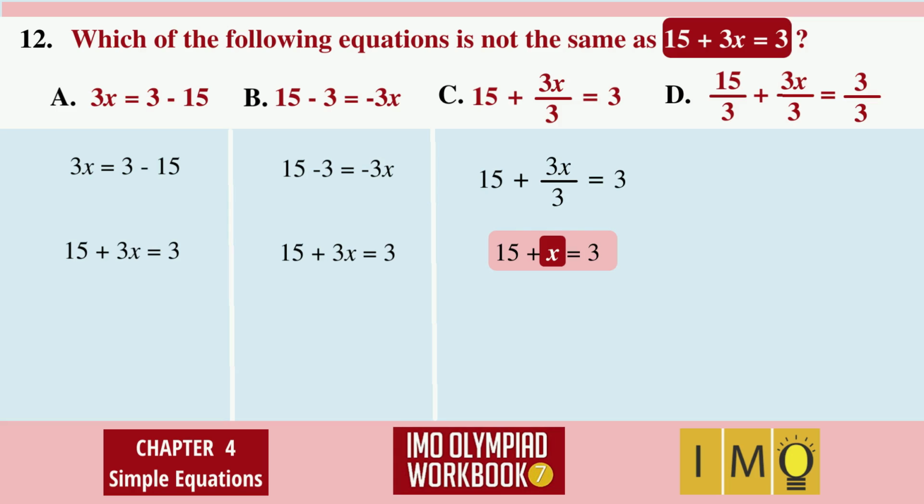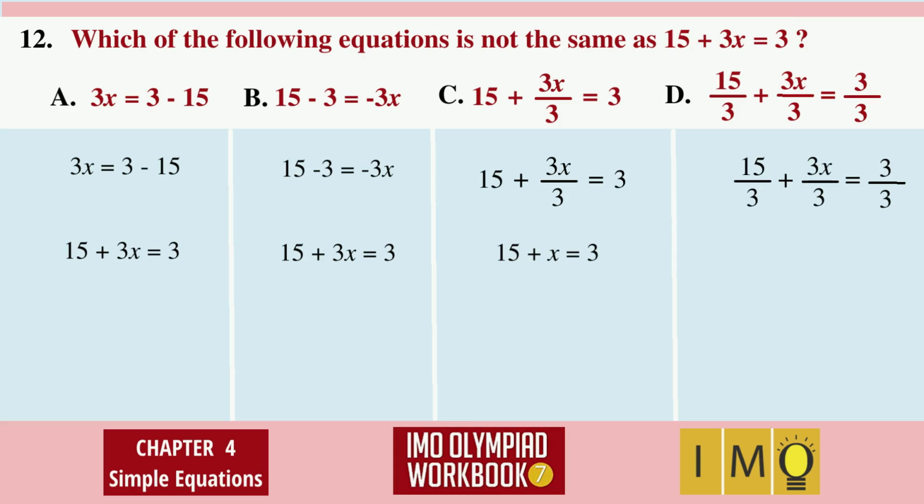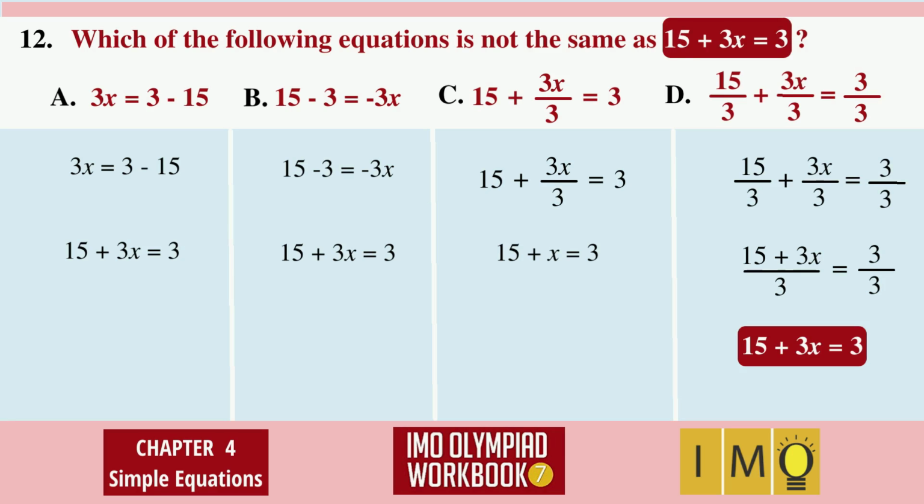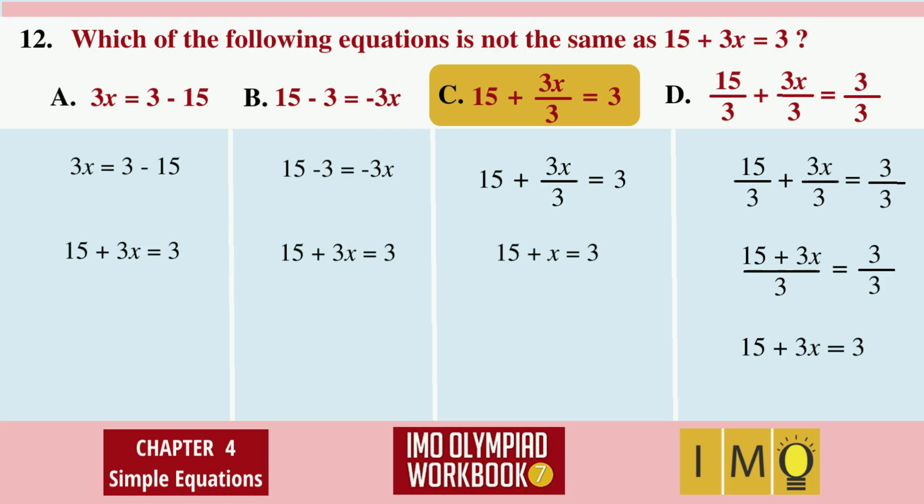Let us also work out option D before finalizing the answer. 15/3 plus 3x/3 is equal to 3/3. The LCM on the left hand side is 3 and what we get is (15 plus 3x)/3 is equal to 3/3. Cancelling out the denominators on both the sides, we get 15 plus 3x is equal to 3, which is the same as the equation in the question. Thus, the right option for this question is option C.